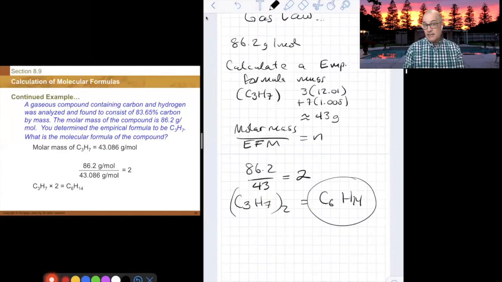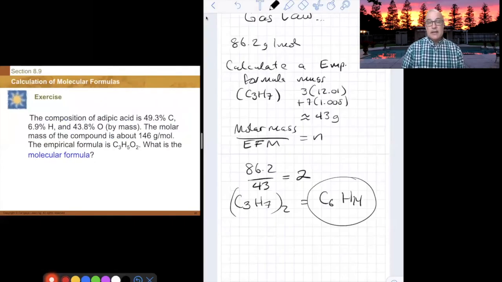And this turns out to be hexane. N-hexane has this formula. Okay, so that's generally how we do these calculations of molar mass. If we get this additional information for adipic acid, we find out that now the formula is not C3H5O2; C6H10O4 turns out to be its molecular formula.